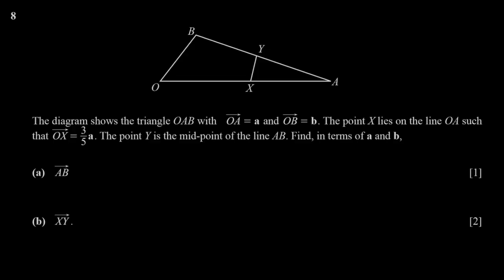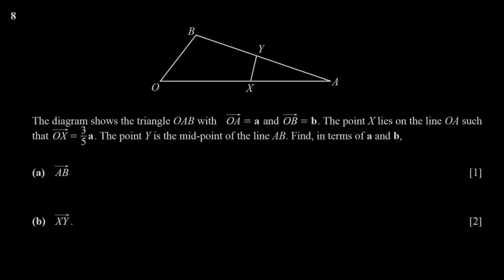Okay, question 8, which is our vectors style of question. We're given a triangle here, OAB, with OA the vector A, OB the vector B. The point X lies on OA such that it's 3/5 along that line. That's that. The point Y is the midpoint, so it's halfway along AB. Want to find in terms of A and B the vector AB.